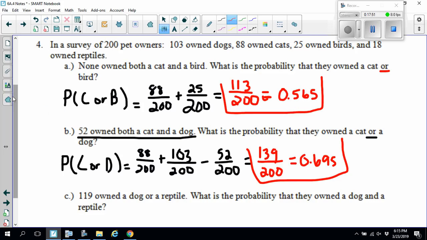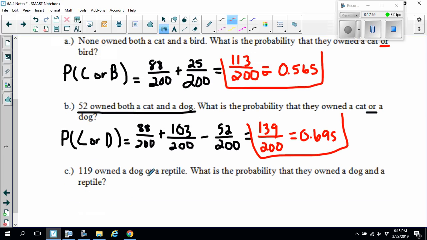Okay, let's try our last one. So C, once again, same thing as B. If you've tried A and B, but you want to pause the video now to try C if you haven't already done so, go ahead. Okay, let's go over this. So now in C it says 119 owned a dog or a reptile. What is the probability they owned a dog and a reptile?